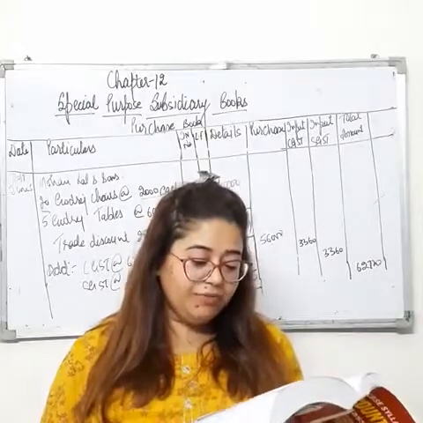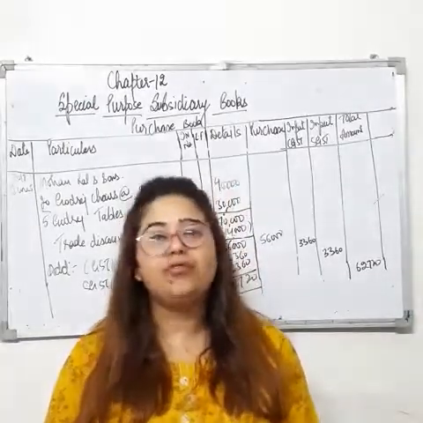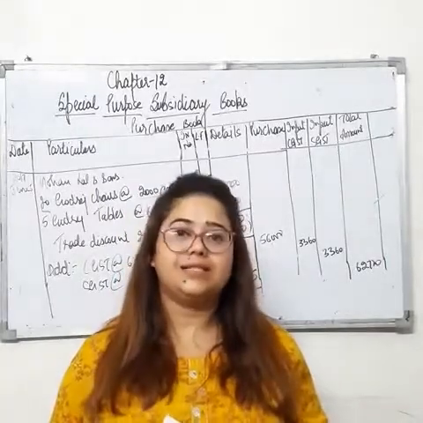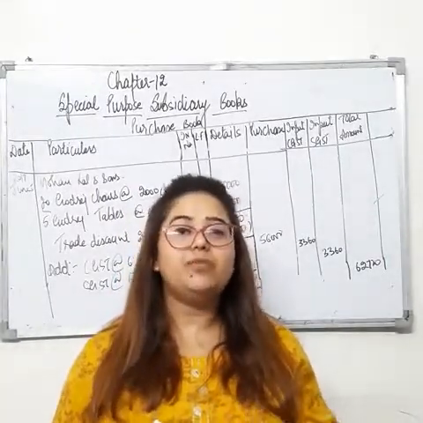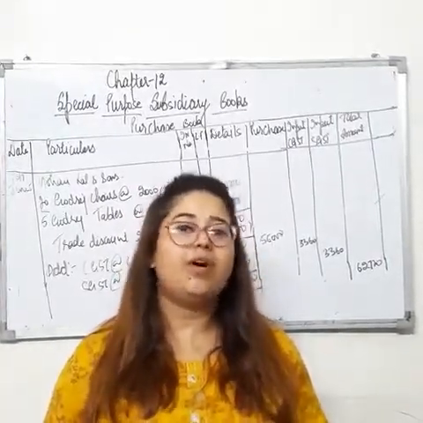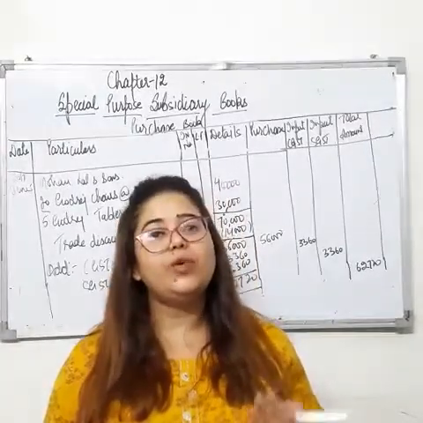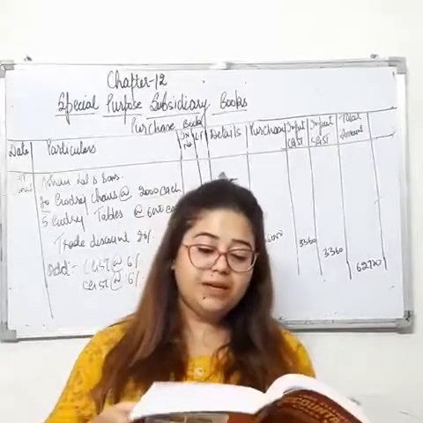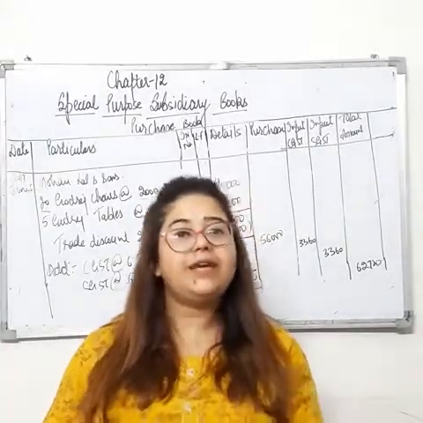Right? On 25th, bought furniture for office use. See, whenever we purchase anything for office use, that is our asset. But in the case of the purchase book, we are considering goods only, not assets. So the transaction on 25th June will not be considered. Only 3 transactions will be included: on June 5, 10 and 14.